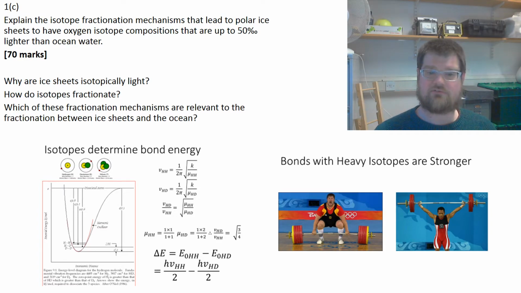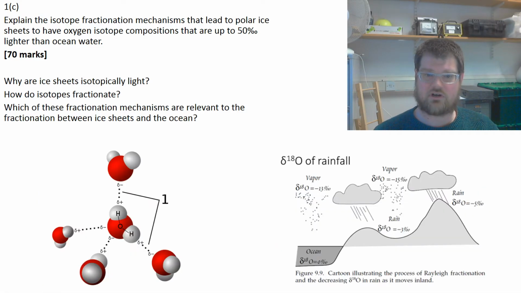Lighter isotopes, like a hydrogen-hydrogen bond here, will have a slightly higher zero point energy well than a deuterium-deuterium, so a heavy isotope bond. So the heavy isotopes form the stronger bonds. It's harder to get out from the bottom of this well to the top of this well. So the isotopes determine the bond energy, and bonds with heavy isotopes are stronger.